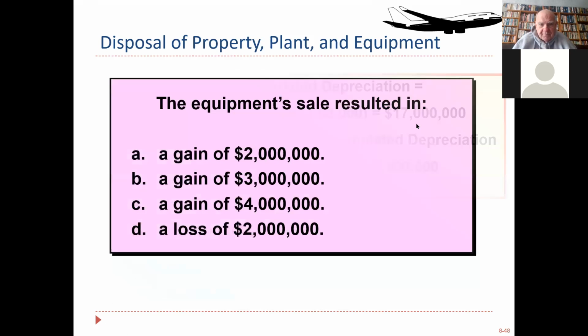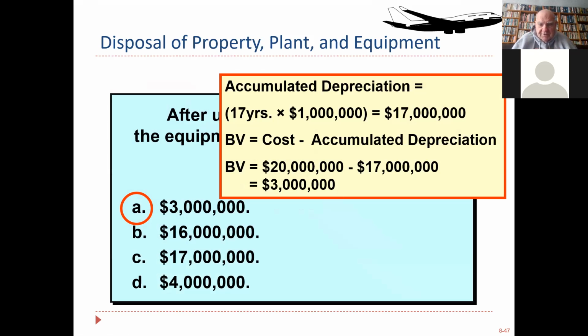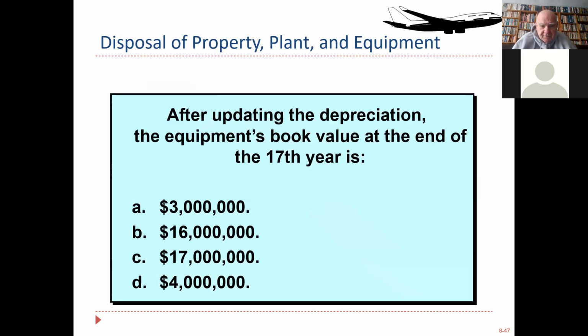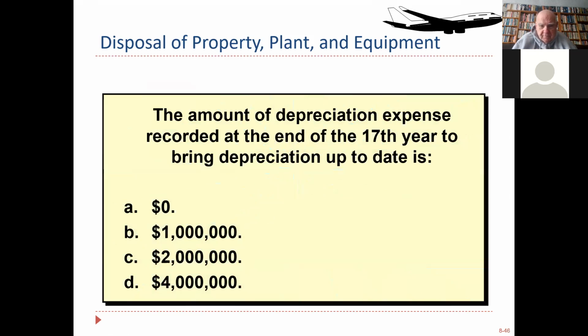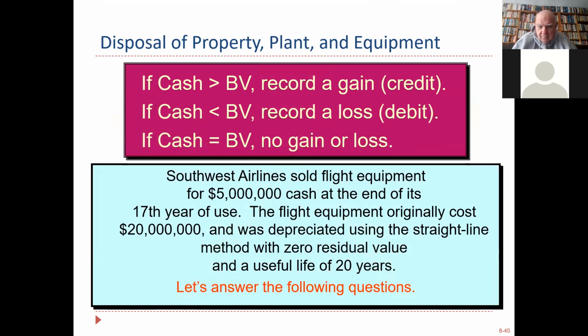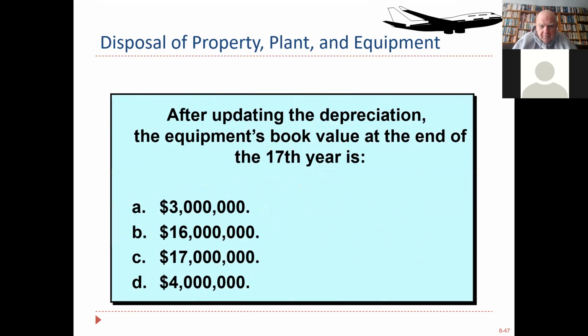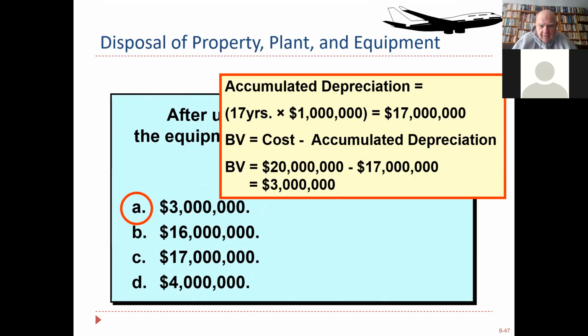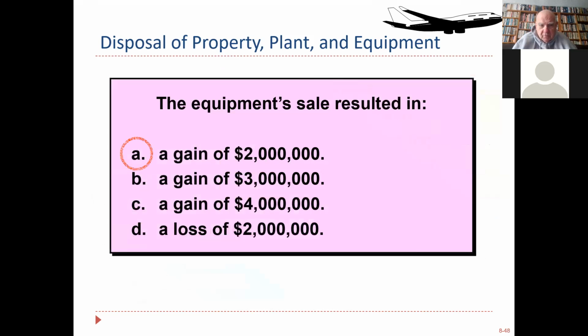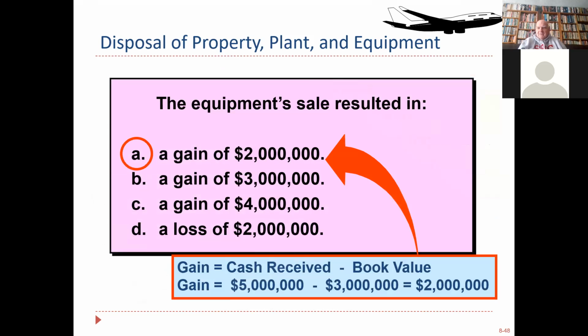There we go. The equipment's gain resulted, well, let's see, what was the net book value? 3 million. And how much did we sell this thing for? Was it 5? Yeah, we sold it for 5 million. The net book value was 3. We better have a gain of 2 million, I hope. Okay.